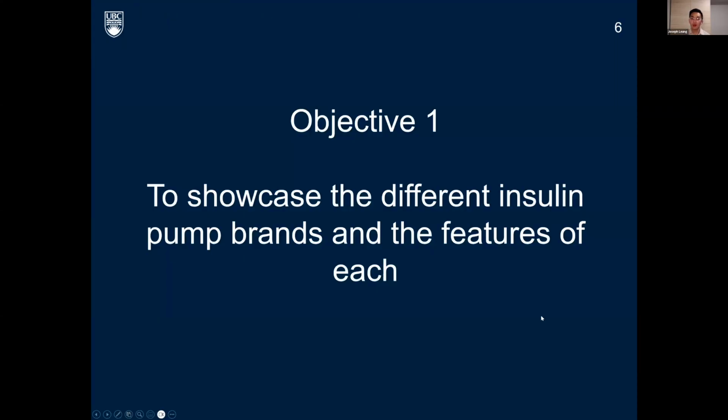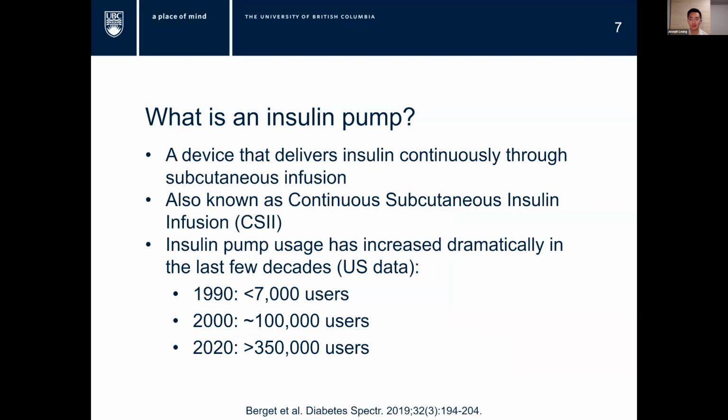So firstly, what are the different types of insulin pumps, especially which ones are available in British Columbia? So firstly, what is an insulin pump? Well, it is a device that delivers insulin continuously through a subcutaneous infusion. So that's just under the skin. So there's typically a plastic cannula that goes underneath the skin, and there is a mechanical device that is able to deliver that insulin into the body that way.